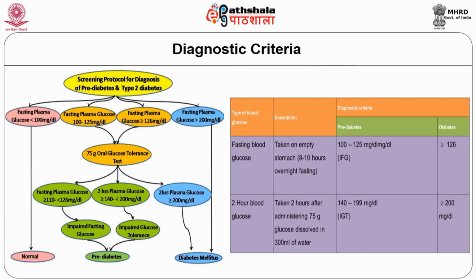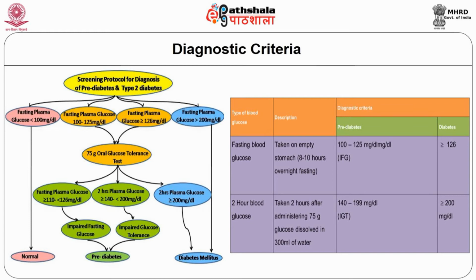So the diagnostic criteria, the figure clearly explains. The screening protocol is to give the 75 gram oral glucose tolerance test, and before the glucose drink is loaded, if the fasting plasma glucose value is less than 100 milligram per deciliter, then that person is said to be normal. So you need not worry at all. Then if the fasting plasma glucose values are 100 to 125, you have to give them the 75 gram glucose and then proceed further.